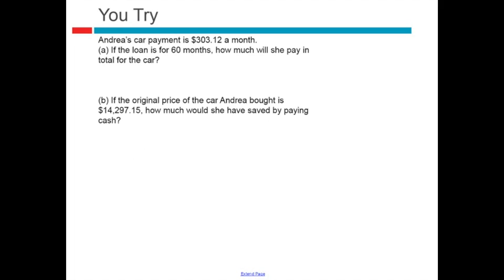Now it's time for you to try this type of problem. Pause the video, and when you restart the video, we will look at our solutions and compare them.